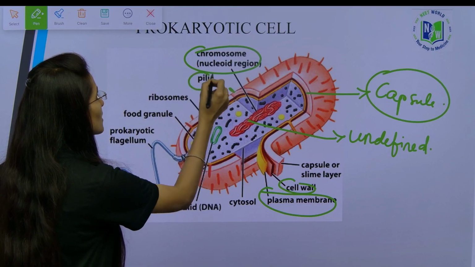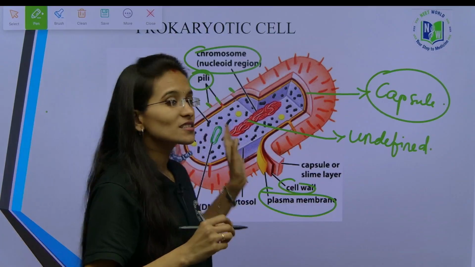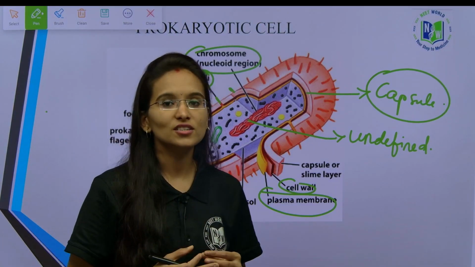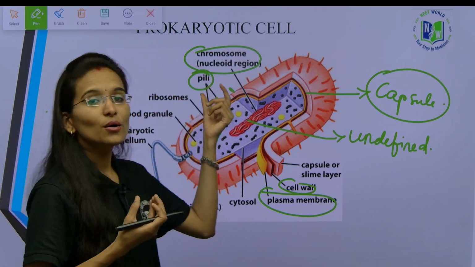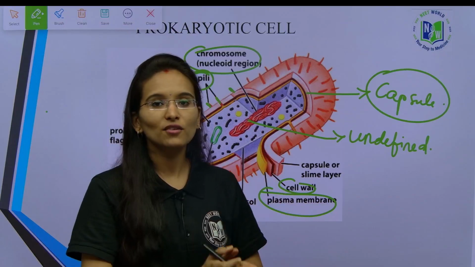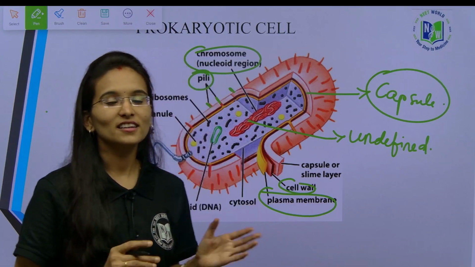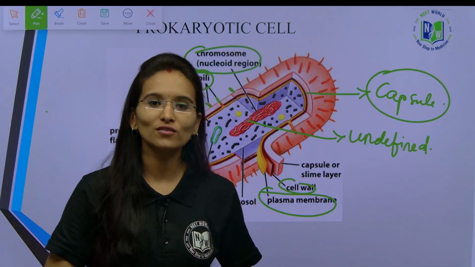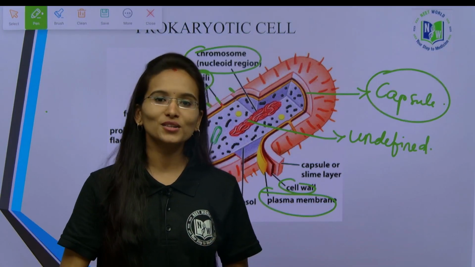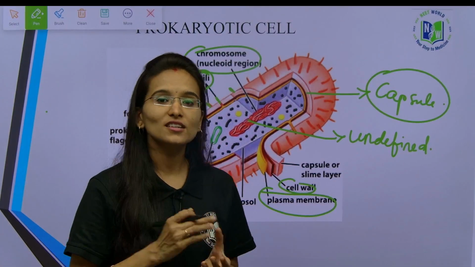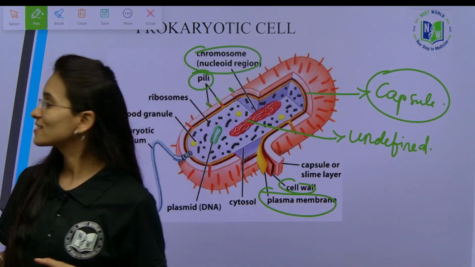These are called pili. They are involved in bacterial reproduction methods like conjugation, where the bacterium transfers its genetic material from one bacterium to another. Be clear with all the important diagrams and labeling parts along with their functions. Now we are going to solve some of the most important previous year questions of NEET Foundation students.